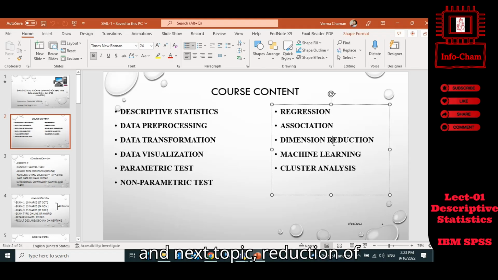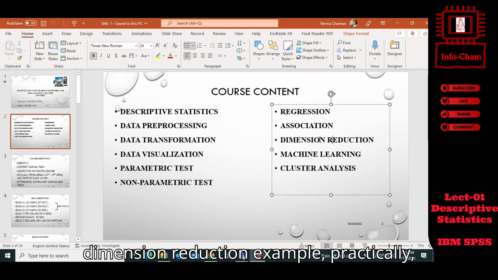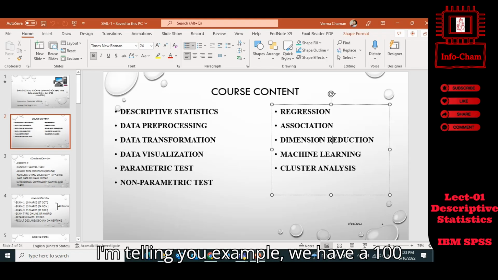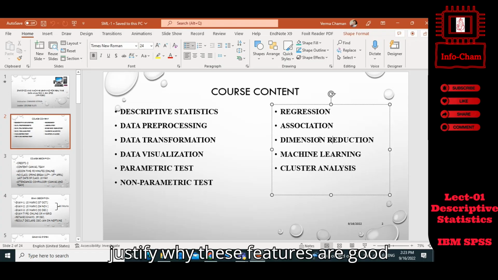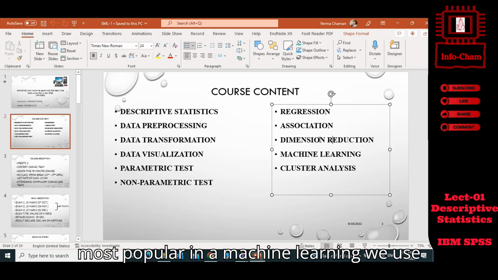And next topic, reduction of dimensions. Dimension is nothing, it is just the feature basically, we should say, right? So for dimension reduction, practically I'm telling you an example, we have 100 features. Out of the 100 features, which are relevant to you, that's it. Maybe 20 features can be good for me, or maybe 40 features out of 100. So I want to go for those, and I also have to justify why these features are good for me. If you have a fact, then you should go, otherwise no, right? That is the reduction. It is most popular in machine learning.